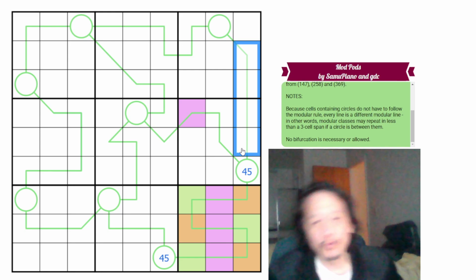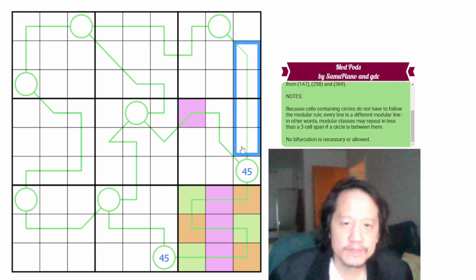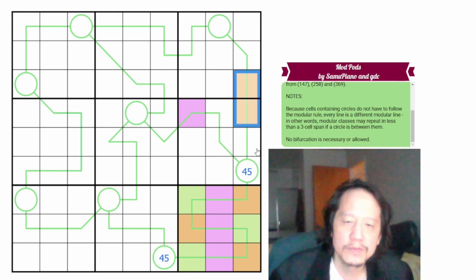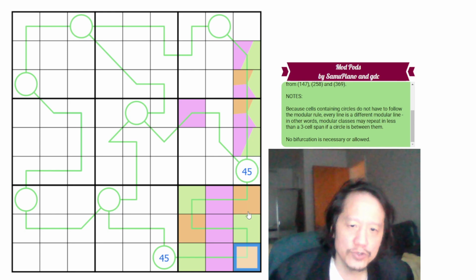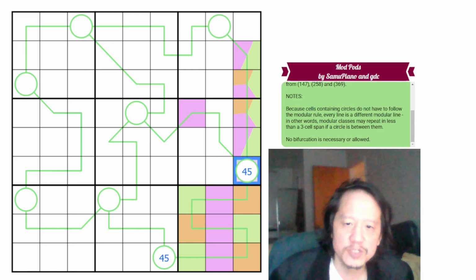Interesting. Okay, out of these 4, only one can be orange. So orange is one of these two, and now we can be pink, green with the other sets, right? So orange has to be one of these two. This cannot be orange, then, because we know 2 out of orange has to be here. So this is pink or green, right?